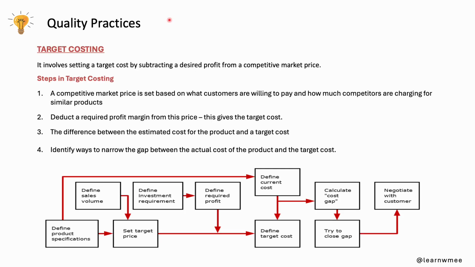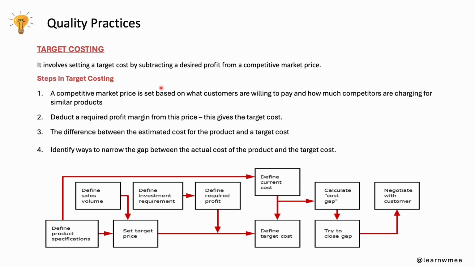Target costing. Now, what is target costing? It involves setting a target cost by subtracting the desired profit from a competitive market price. It is an approach that starts with the market price of the product. The required profit margin is deducted from this to calculate the target cost. The target cost is then compared to the actual cost, and then you find ways to narrow the gap. Target costing is usually used during the design phase of a new product and can also be applied to the service sector industry.